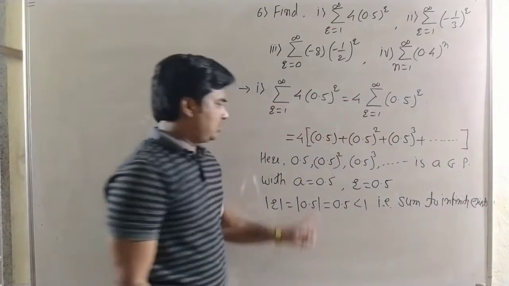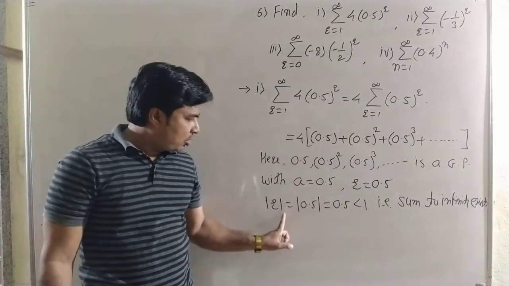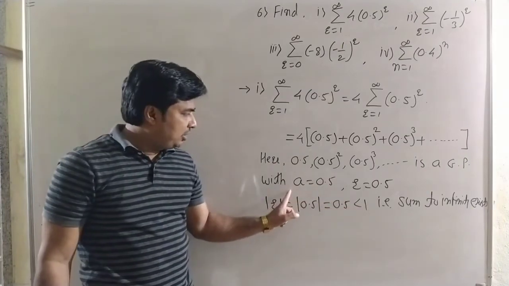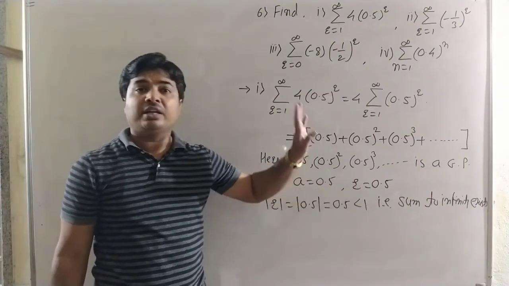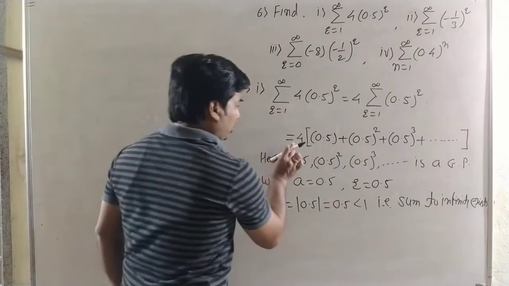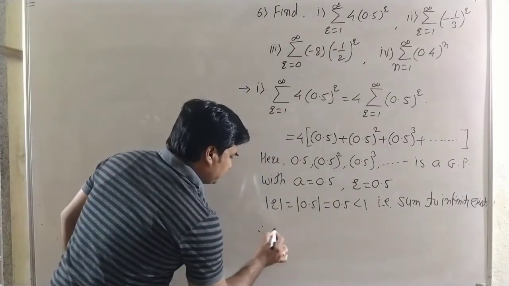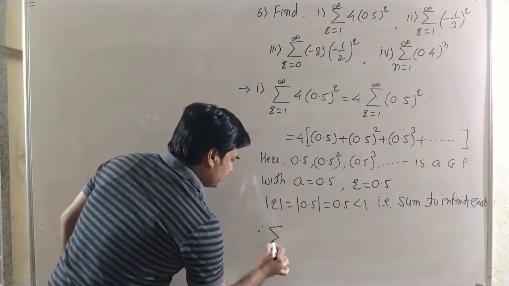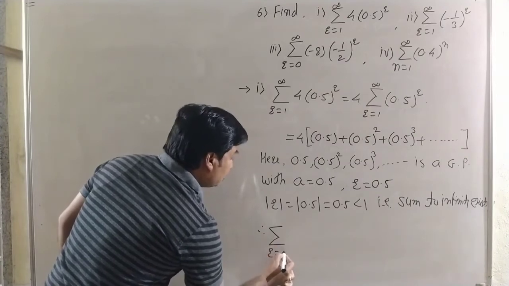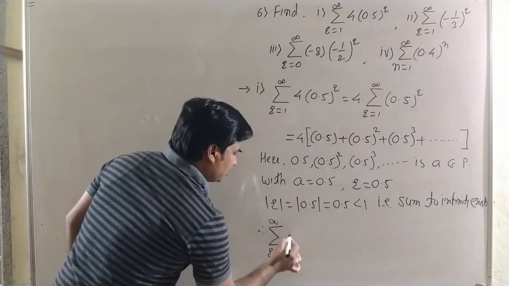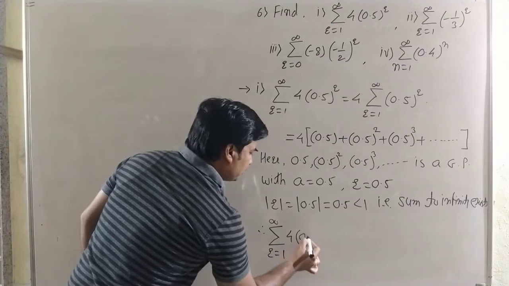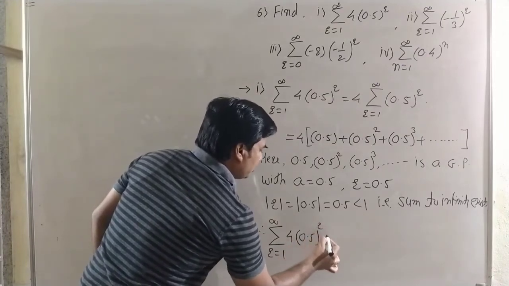Okay, here the sum to infinity exists, since mod r is less than 1, where a is equal to 0.5 and r is equal to 0.5. Therefore this can be written as the summation r is equal to 1 to infinity of 4 into 0.5 to the power r.